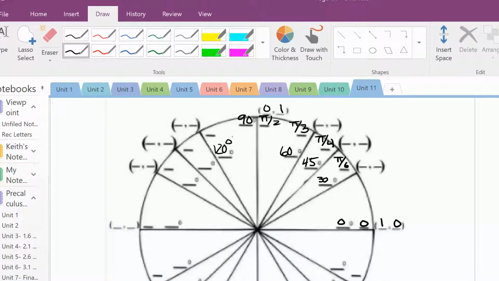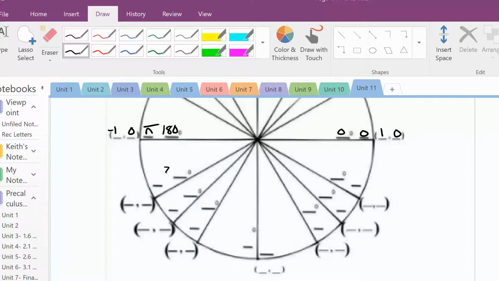This is 120 degrees, 2 pi over 3. And then 135 degrees, 3 pi over 4. 150 degrees, 5 pi over 6 when you convert it. 180 degrees and pi, and remember it's negative 1, 0. 210 degrees, 7 pi over 6. 225, 5 pi over 4. 240, 4 pi over 3. 270 is 3 pi over 2. And this would be 0, negative 1.